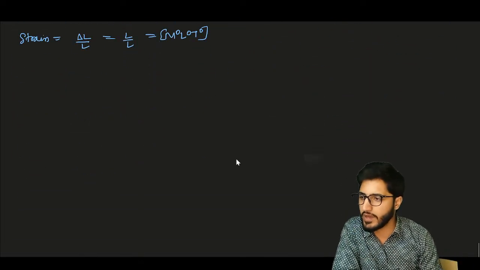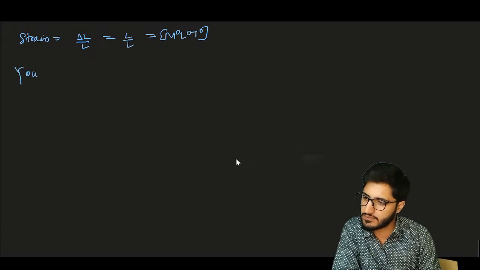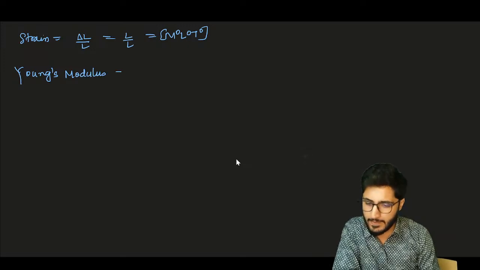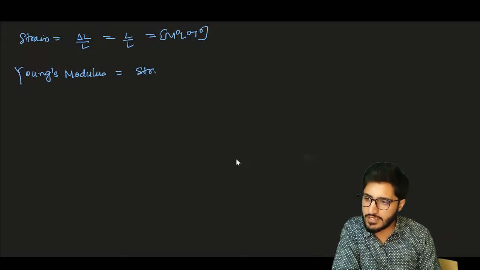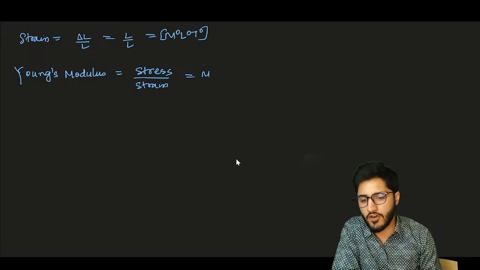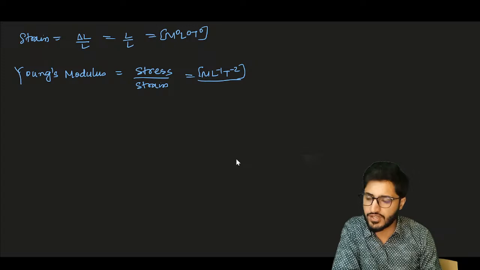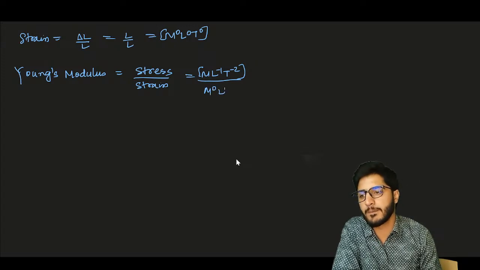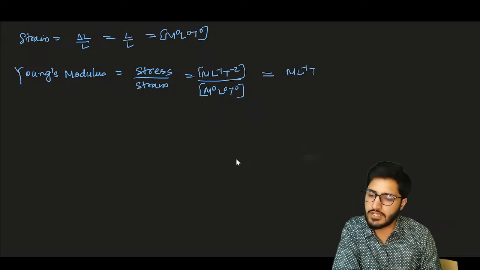Now we are having Young's modulus. Young's modulus is stress by strain. Stress dimensional formula is ML^-1T^-2. Strain is a dimensionless quantity. So the final dimensional formula of Young's modulus is ML^-1T^-2.